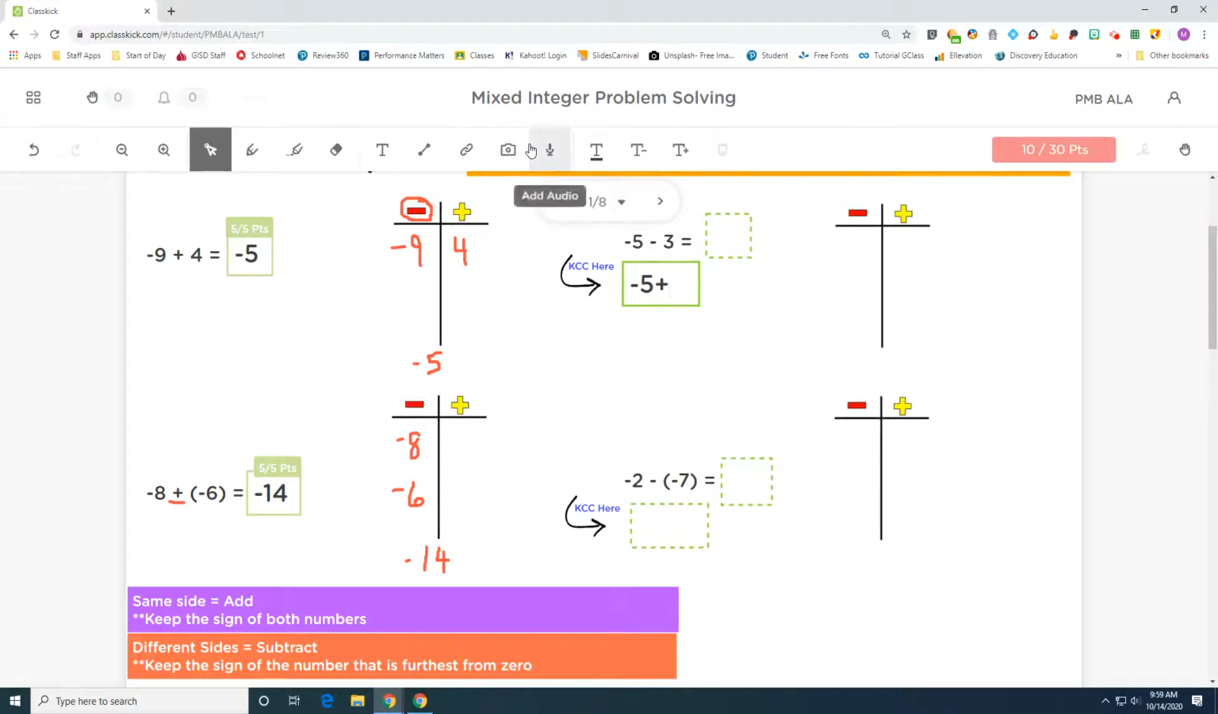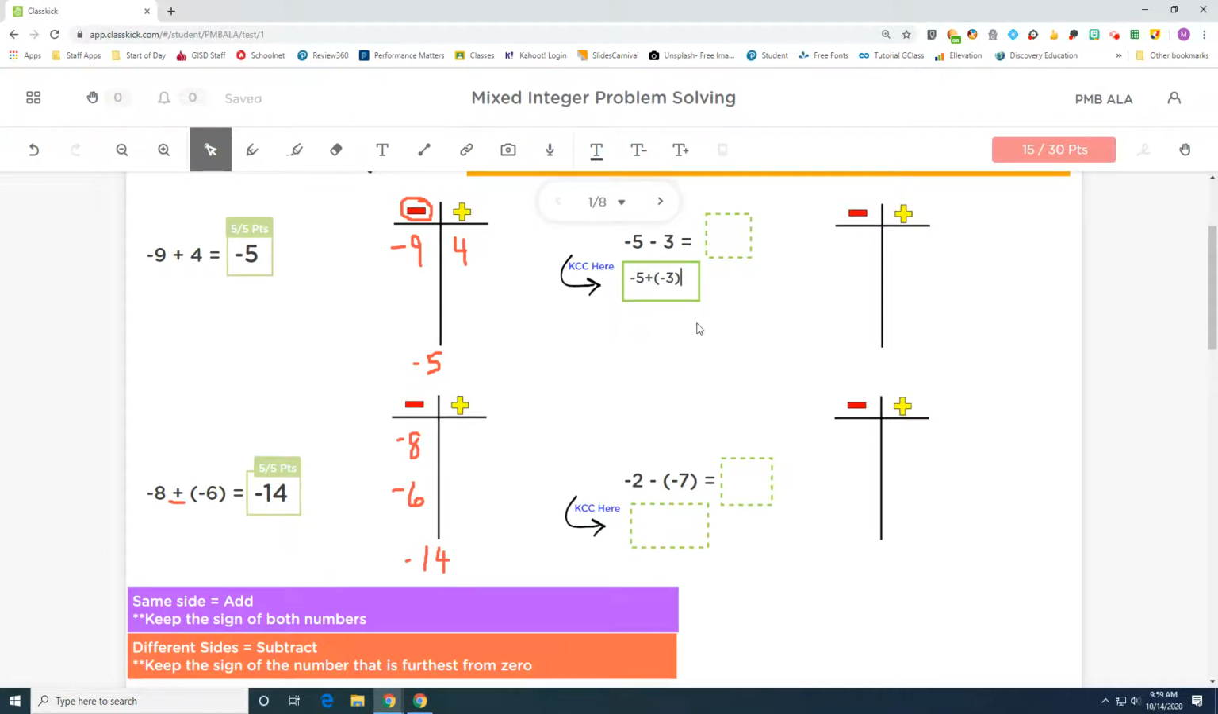And if you want to make the text smaller, you could just hit the T minus button. That'll make the text a little bit smaller so it can fit. Also, remember when you have a plus sign and a negative right next to each other, you are supposed to put that second number in parentheses. That's the most correct way to write it.